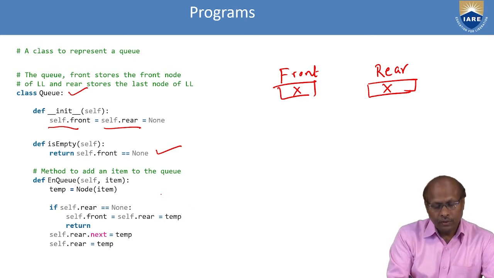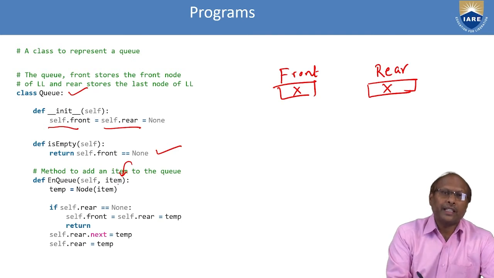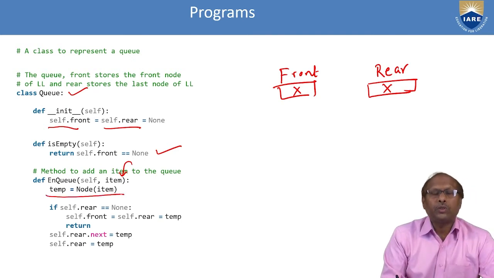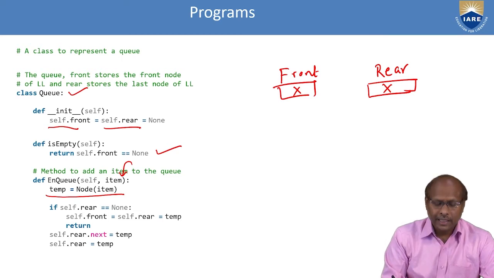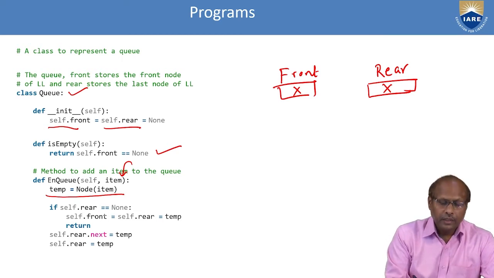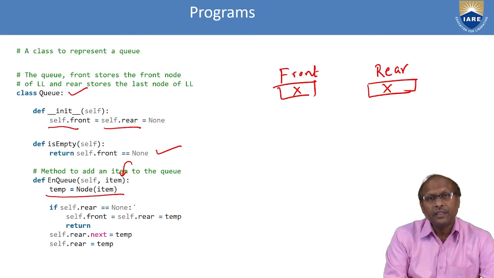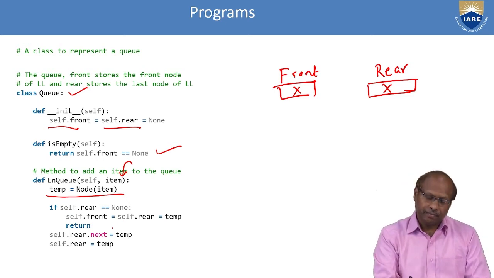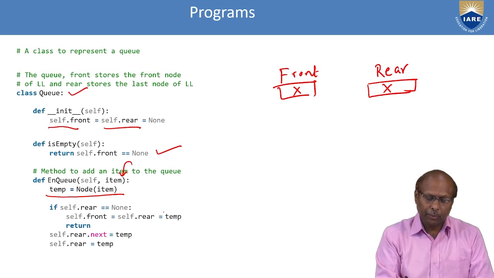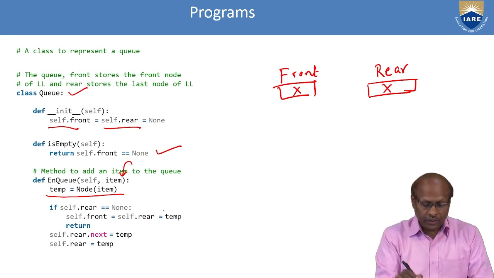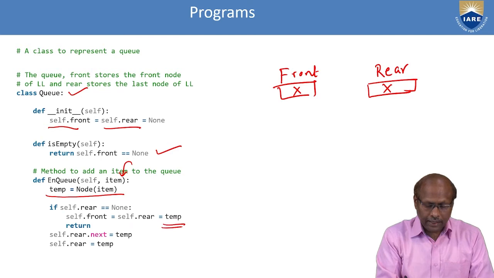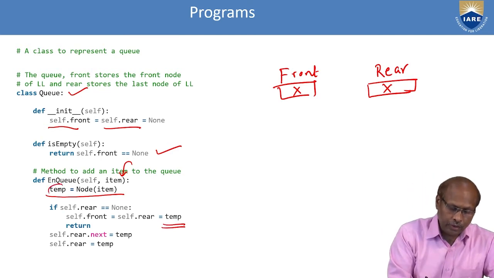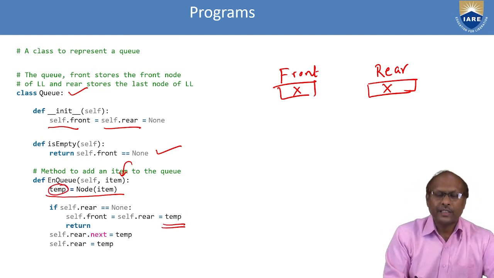Similarly, enqueue. In enqueue, I will pass my data first. Whatever data I am passing, for that data I will create a node. So my node is created. If self.rear is none, that means it is the first time, because initially front is none as well as rear is none. So if at all you are coming the first time, both are none, and if you want to insert, I will insert the new node. This temp is my new node. Whatever node you created, you have to insert it the first time.